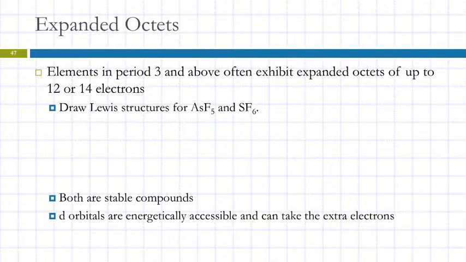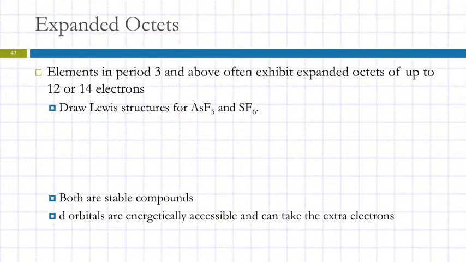So the opposite of not enough is too many. So an expanded octet. This only works for larger elements. Elements in period 3. So our friends that we've been dealing with, carbon, nitrogen, oxygen, fluorine, are all in period 2. They cannot expand their octets.